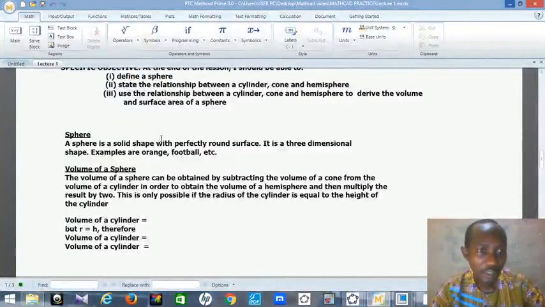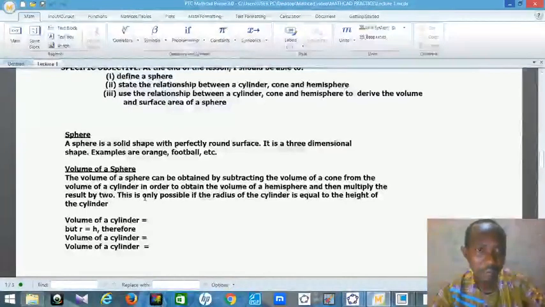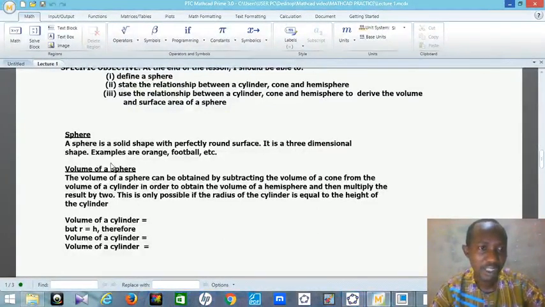So now that you know what a sphere is, let's see how you can get the volume of a sphere. The volume of a sphere can be obtained by subtracting the volume of a cone from the volume of a cylinder in order to obtain the volume of a hemisphere, and then multiplying the result by 2. Instead of memorizing the volume of a sphere, just like what some students do, and at the end of the day they may forget it, why not just know how to get it?